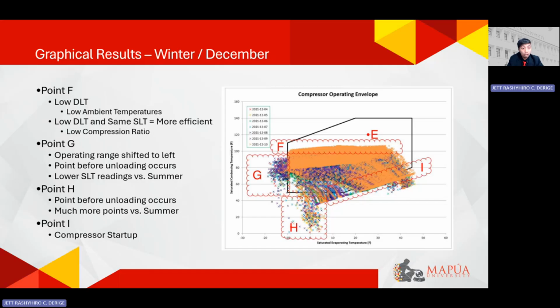And for point G, this is new because if you compare it to summer, the whole operating points of the unit have been shifted to the left. So meaning it has less effort. The unit has less effort to cool down the refrigerated case. So the point G operating range shifted to the left, and this is also similar to point H, the point before unloading occurs. And for point I, it would also be the compressor startup. So it only lasted a couple of seconds or so.